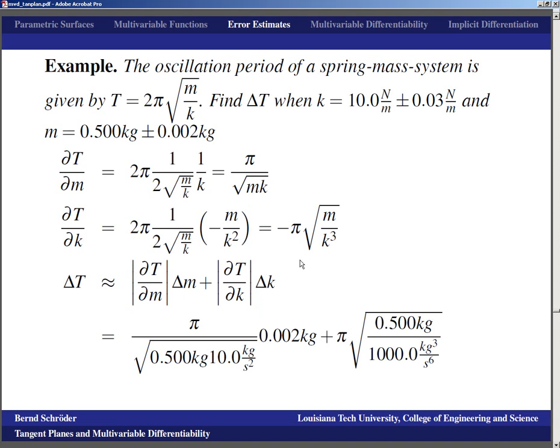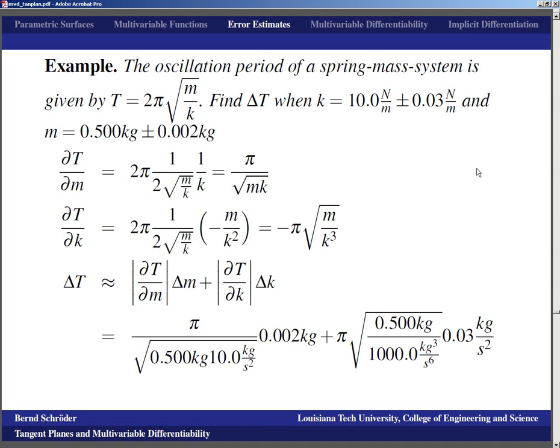k, which is pi times, and we use an absolute value, so this minus sign doesn't do anything. So plus the absolute value of the partial with respect to k, which is pi times the square root of the mass, which is 0.5 kilogram, divided by k cubed, which is now 1,000 cubic kilograms, divided by seconds to the sixth. Don't try to visualize what that may be, times 0.03 kilogram per second squared.